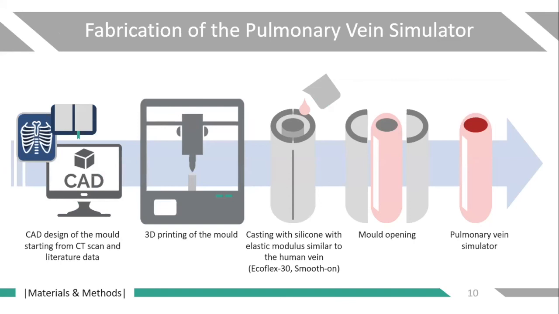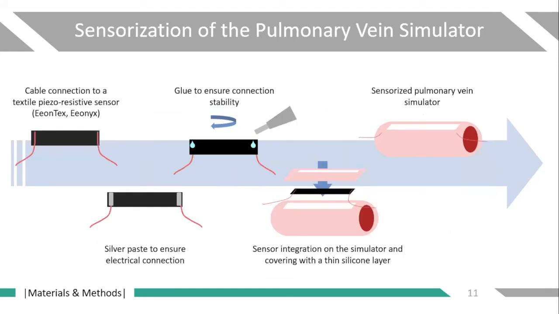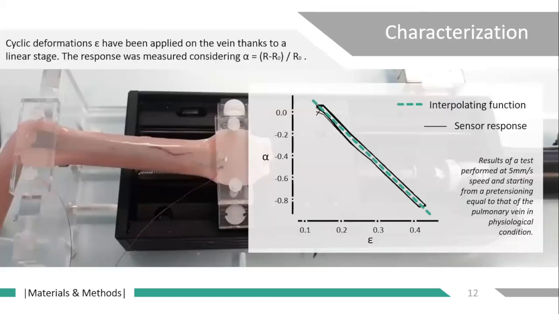It was a very simple process, but I believe it's effective. We realized the pulmonary vein with the cast molding technique, starting from medical images and literature data. And we sensorized it with this textile sensor, which was very handy because thanks to its non-invasiveness, it was able to maintain the realism of the simulator. In fact, you can see the simulator on the left here. At this time, we were taking the characterization of the sensor.